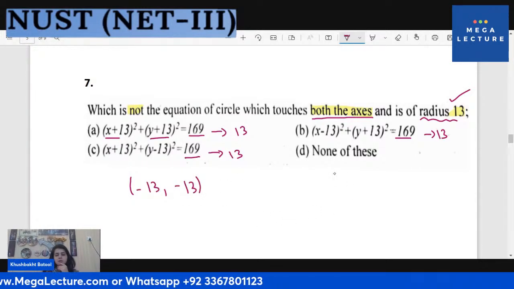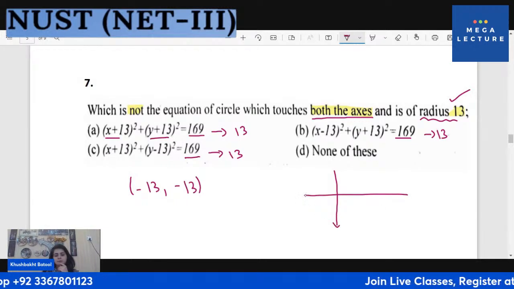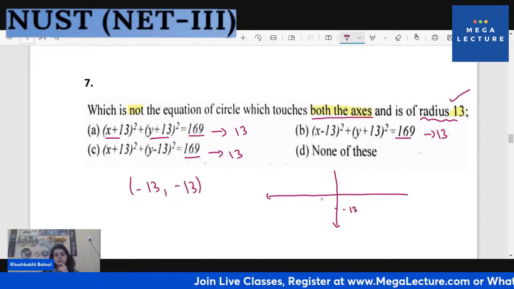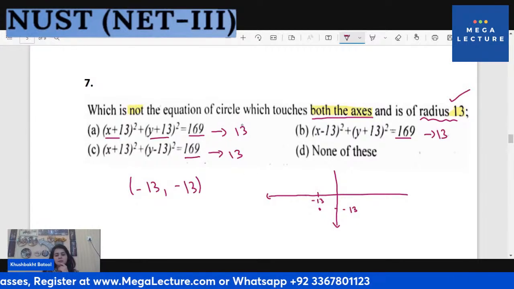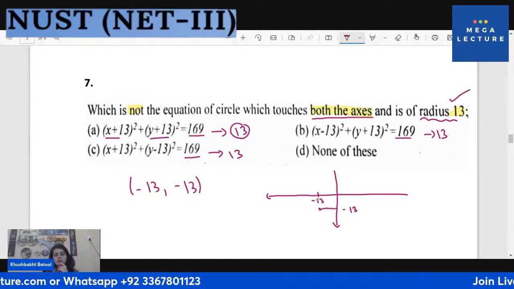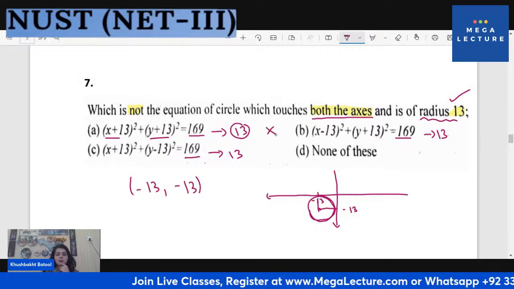So imagine you have a circle. This is minus 13 and then this is minus 13. For example, this is a circle. If the radius is 13, obviously this length would be 13, this length would be 13, and the circle would be something of this type, right? It would be touching both the axes. So that is why A cannot be the answer.